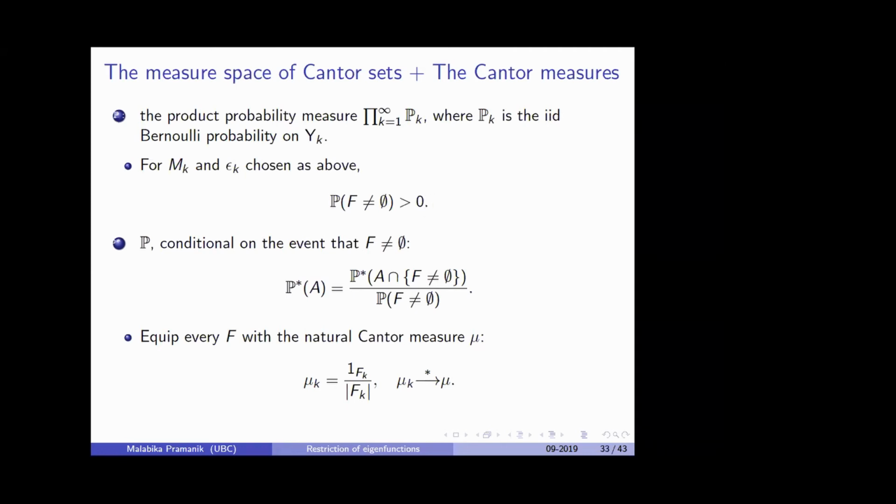The measure P star that shows up in our theorem is the measure P conditional on the event that F is non-empty. What is the measure mu on E based on which we will compute all our restricted L^p norms? If mu k denotes the normalized Lebesgue measure on each F sub k, then mu is the weak star limit of the mu k's after being pushed forward to the manifold via the usual coordinate charts. Of course, one has to verify that such limiting measures exist.